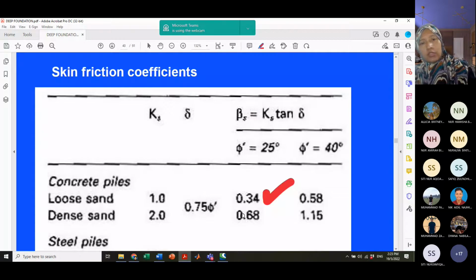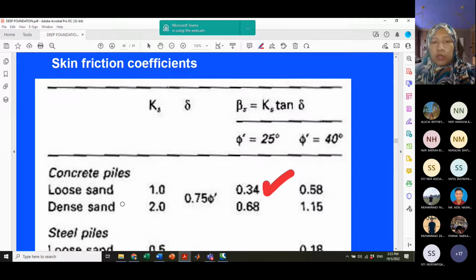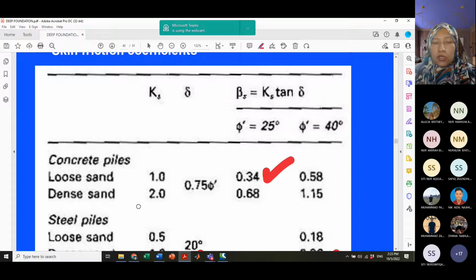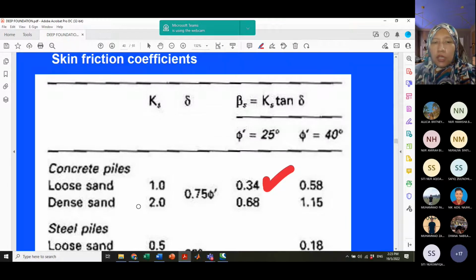Okay, untuk skin friction coefficients, dia bergantung kepada material of pile. Ada yang material made from concrete ataupun made from steel. So, in terms of the sand itself, dia bergantung kepada relative density. So, the relative density of the sand can be seen from the granular or the size of the sand. So in that way, we can classify sand sama ada dalam keadaan loose sand ataupun dense sand.